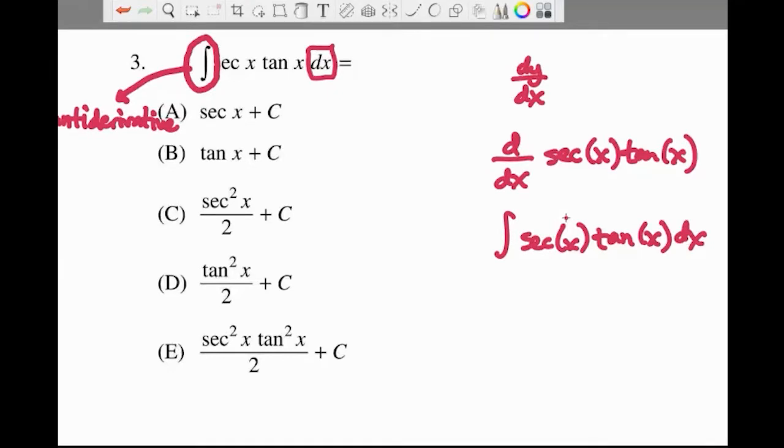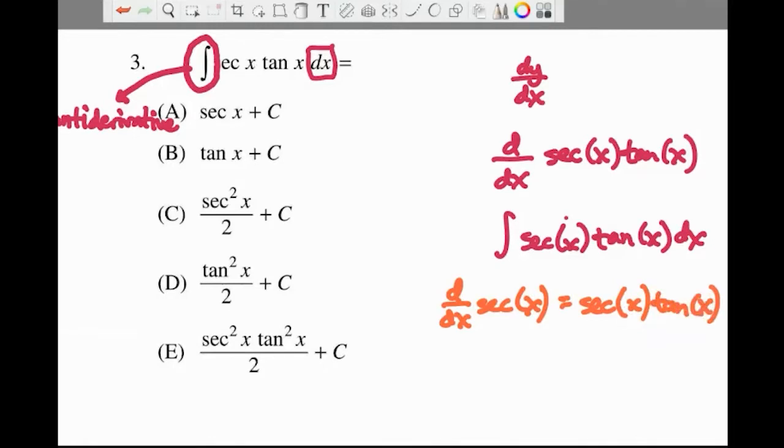One thing that I'm really pushing for on this is the fact that we're going backwards. So what has a derivative that's secant x tan x? It's part of your memorization list. Does anyone remember? People at home? There's a specific thing where if you take the derivative of it, you get secant x tan x. The derivative of secant x is equal to secant x tan x.